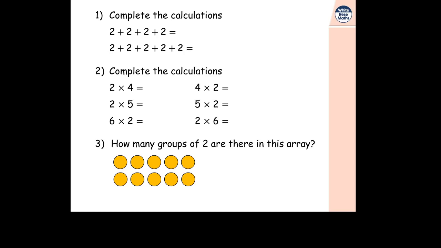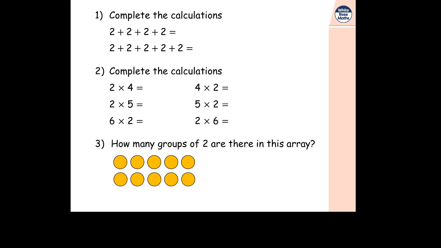2 add 2 add 2 add 2. And then 2 add 2 add 2 add 2 add 2. Complete the calculations. 2 multiplied by 4. Remember, you could also have 2 groups of 4. If you want to use actual resources for this, or if you just want to draw it, that's fine. I don't mind. Again, if you need resources, go and grab them. You're going to do 4 times 2, 2 times 5, 5 times 2, 6 times 2, 2 times 6. And then for question 3, it says how many groups of 2 are there in this array? So you're going to group the array into twos. Okay, so pause the video and have a go now.